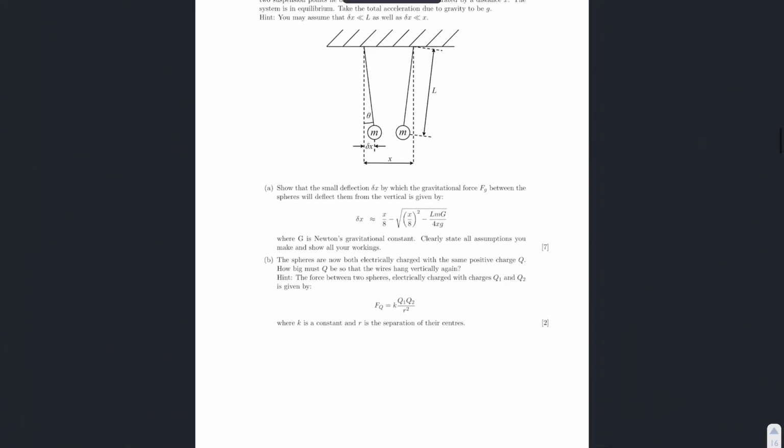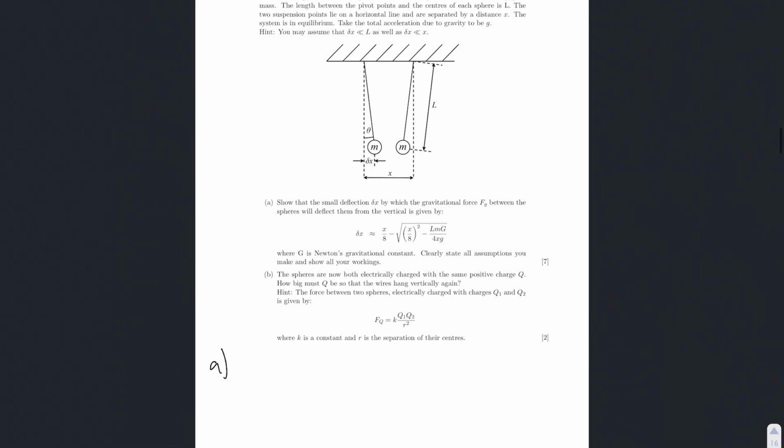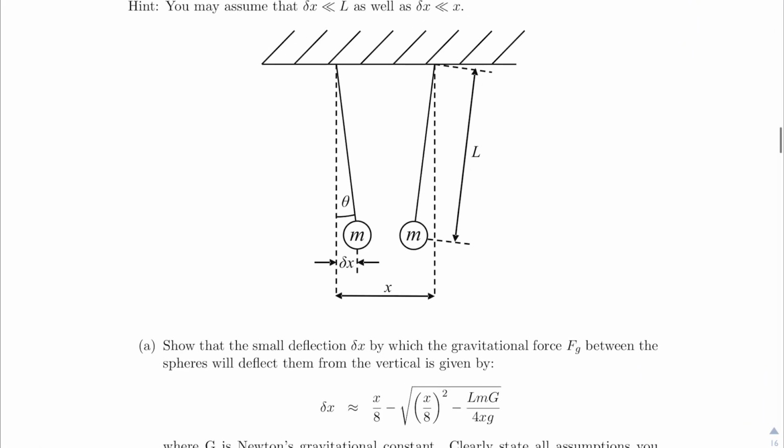So, let me just zoom out a little bit more. So, part A. This is quite a big question, but the first thing I'm going to do is label my diagram a bit more. I'm going to call this T here. And we have a gravitational force here, and we have a weight here of mg.